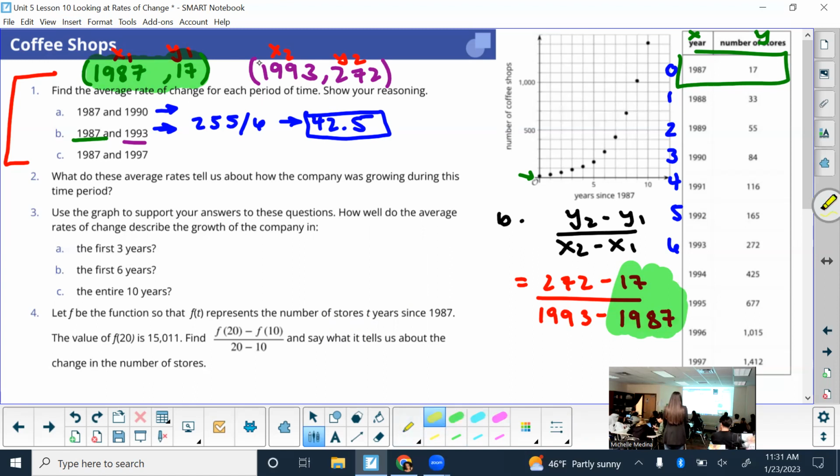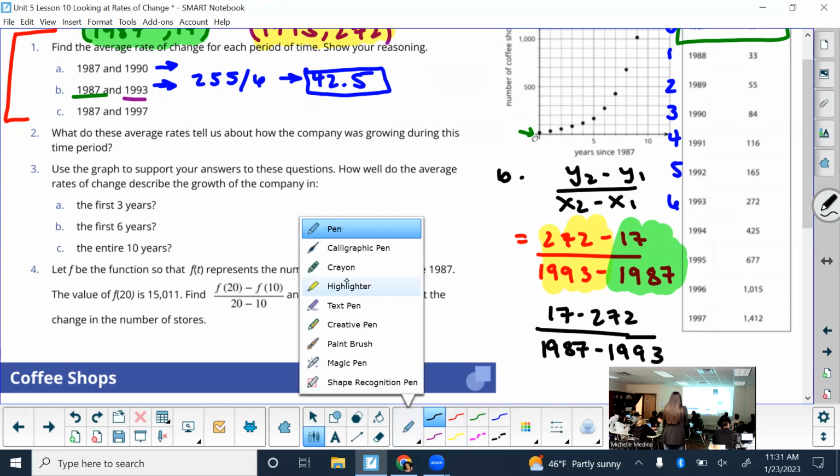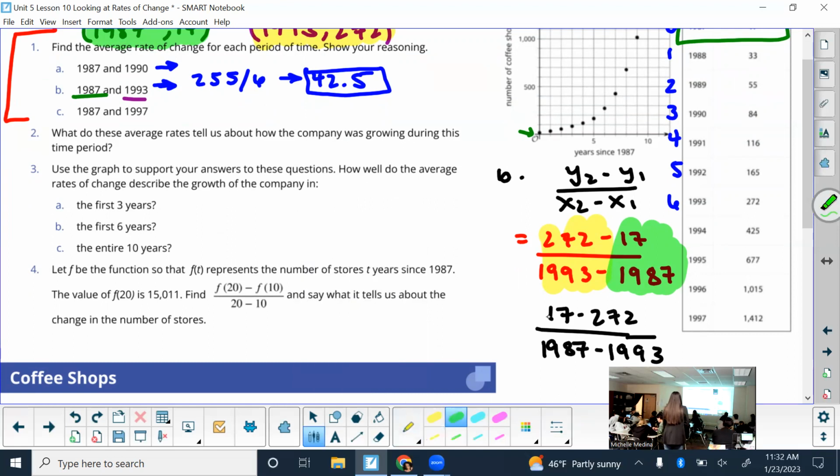Same with how these two pair together. They should be on top of each other in the fraction. So even if I wrote it like this, as 17 minus 272 over 1987 minus 1993, I should still get the same answer, because these have to stay together on top of each other, and then these have to. You would get negative 255 over negative 6, which still gives you a positive 42.5. So questions on B?